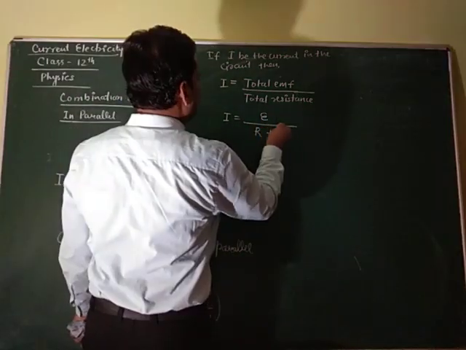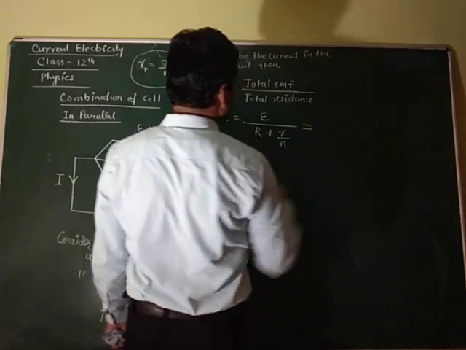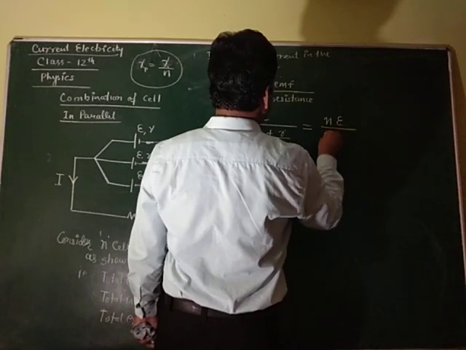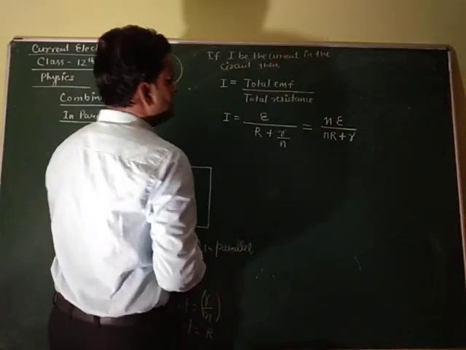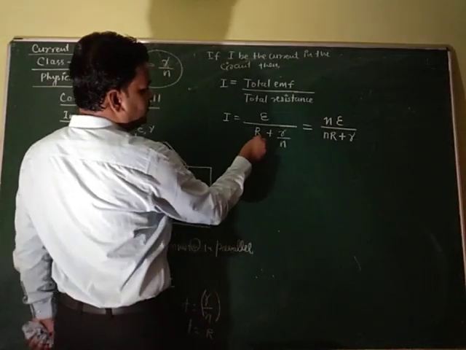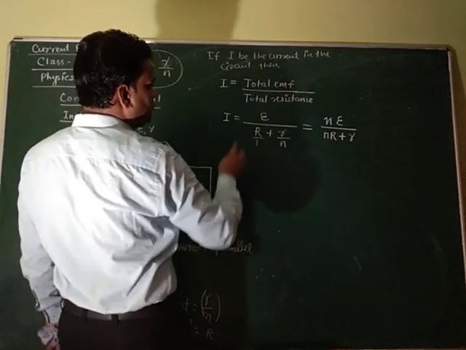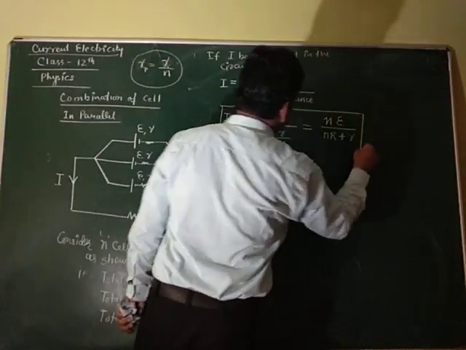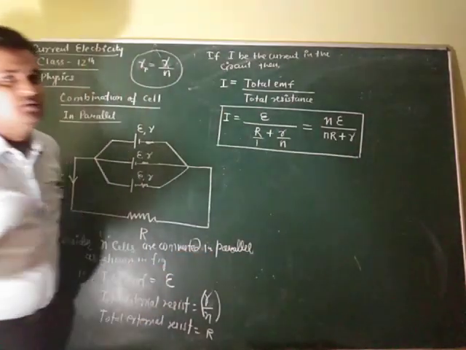So R plus r by N, or we can modify this to N times E divided by (N R plus r). How does this formula become? Here we have taken the LCM of N into r, and N goes upward. This is a simple calculation. This is the formula of current.